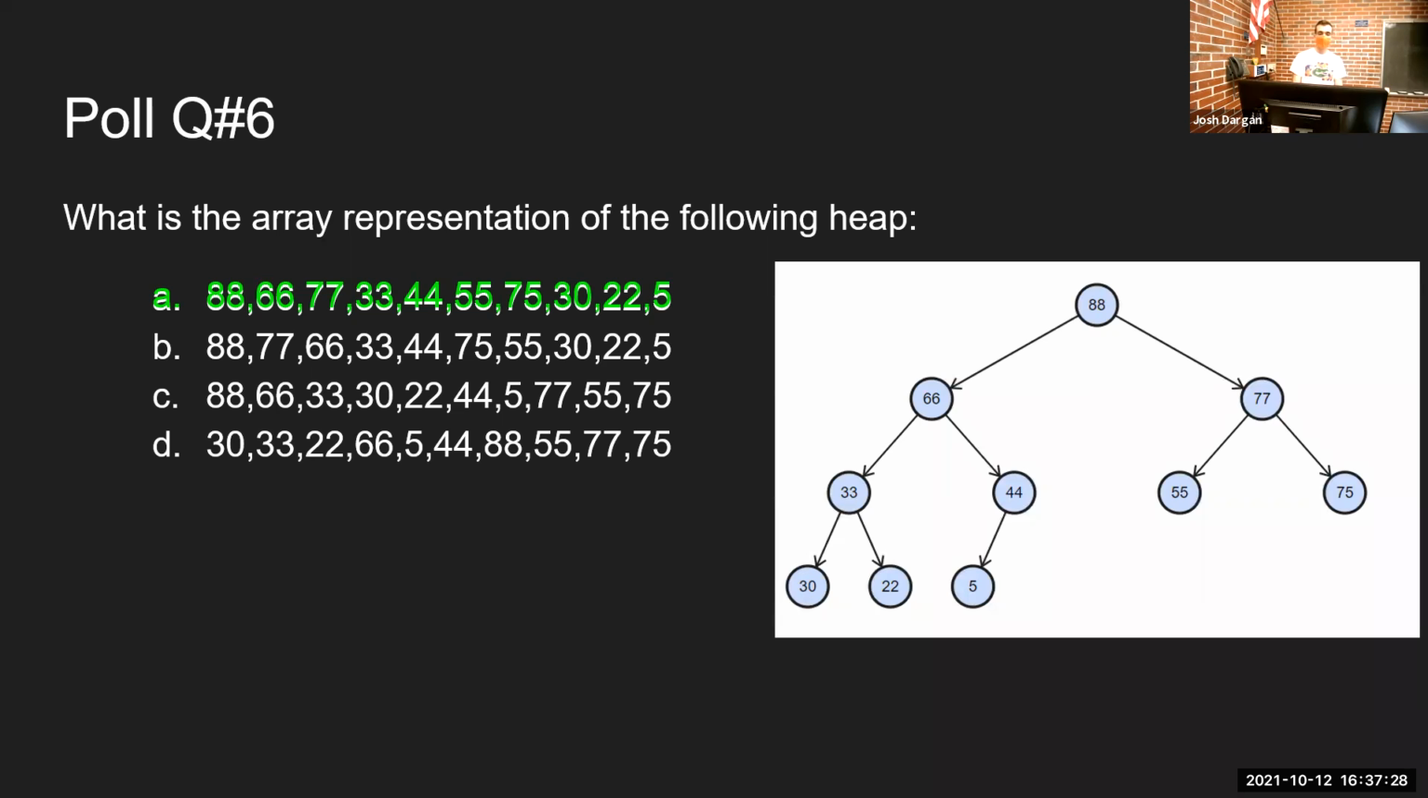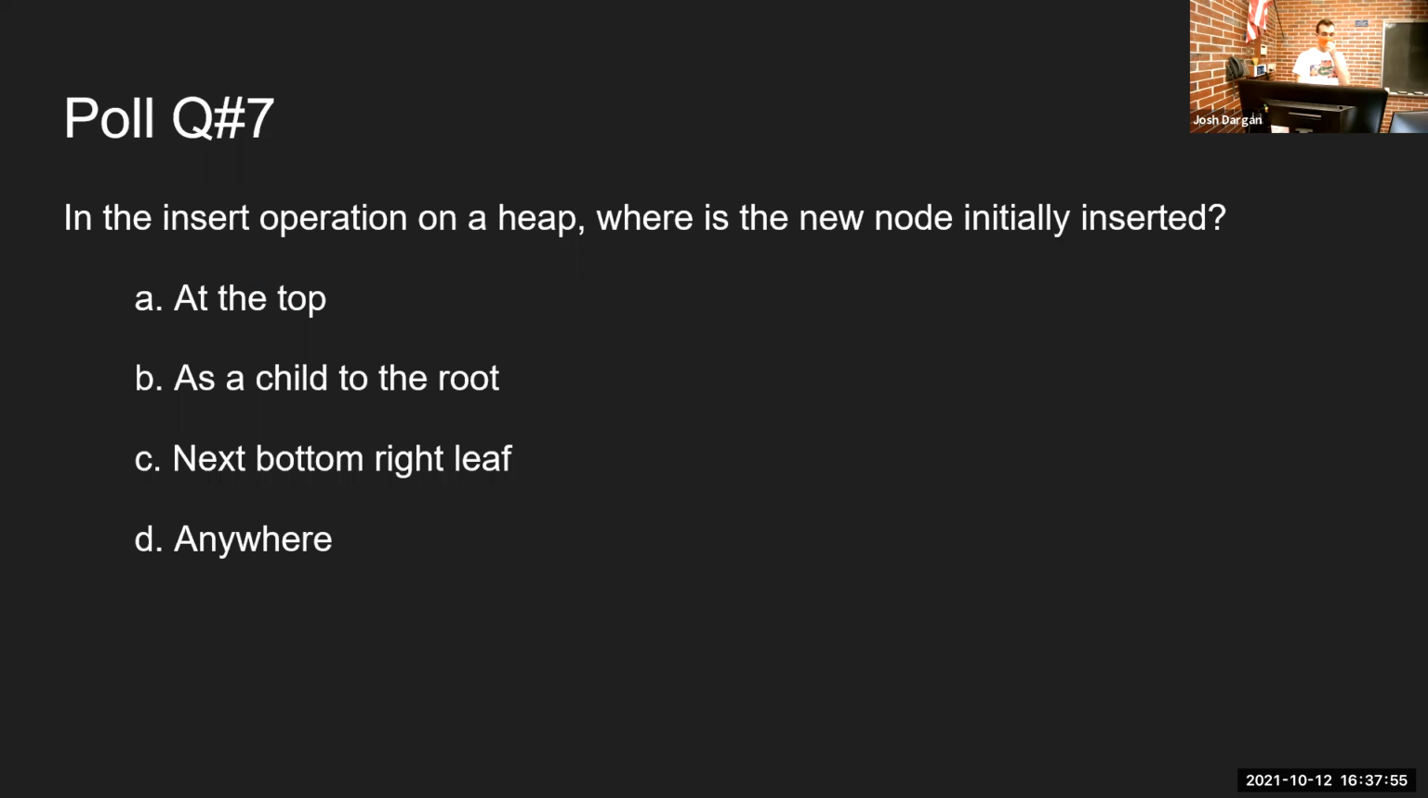And you could do that in code if you were given a binary tree and you're asked to create the heap representation of that complete binary tree. You could perform a level order traversal using a queue and go left to right and add the elements in. So yeah, and then in the insert operation on a heap, where is the newly inserted node? Or where is the new node initially inserted?